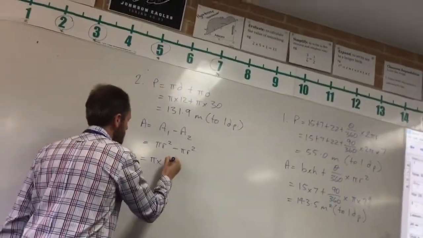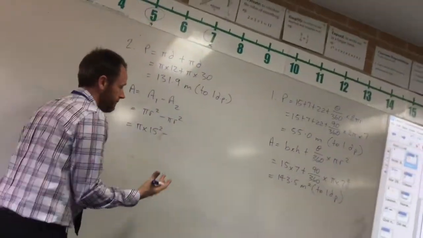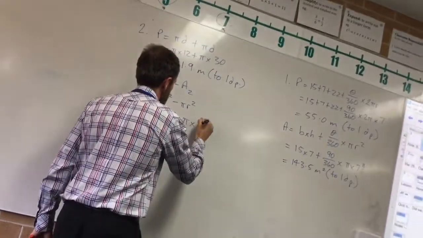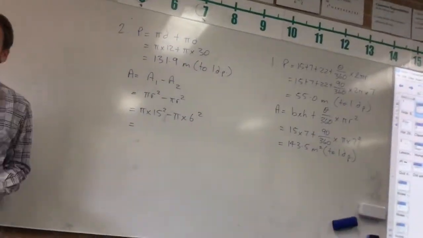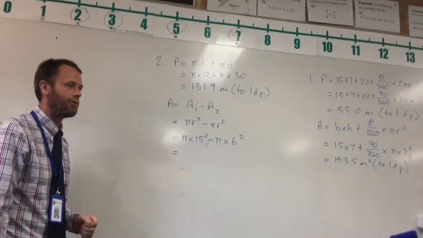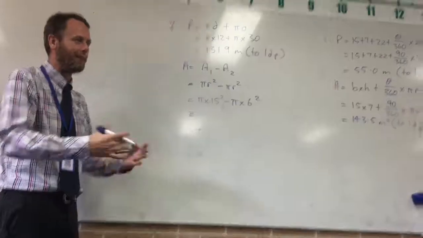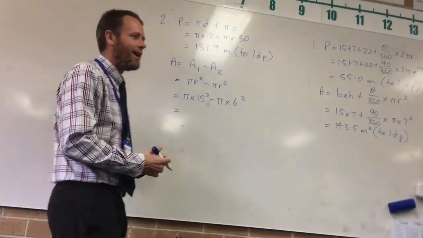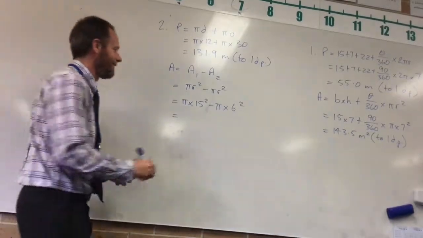Pi times 15 squared minus, what's half of 12? Great. Pi times 6 squared. All I need to do now is type that into my calculator. And what answer do I get? You're all copying down really well, that's good. We should have a calculator out somewhere. 593.8.